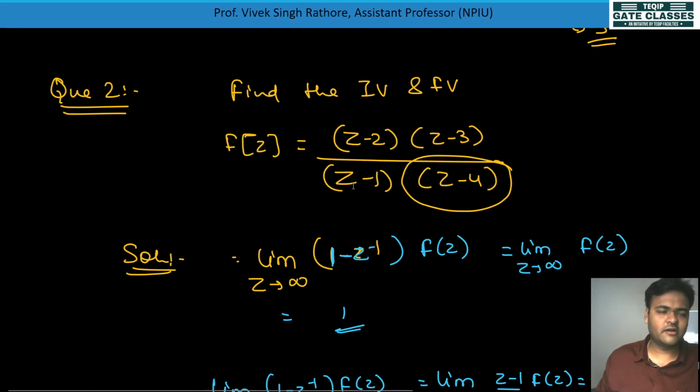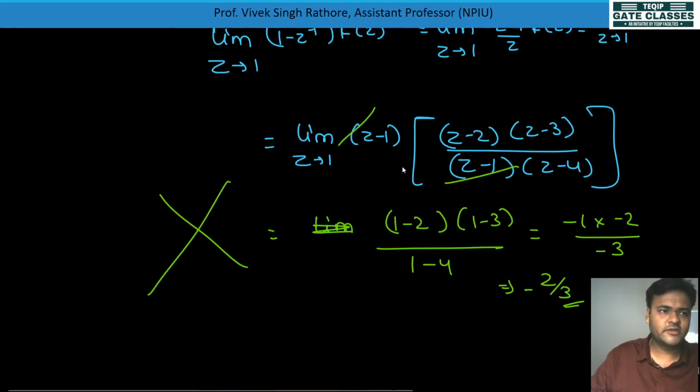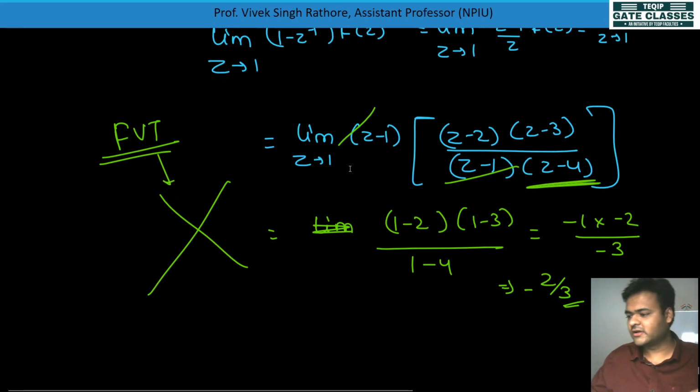Because I already told you that whenever you consider z minus 1 into f of z, even after z minus 1 is cancelled, you are getting one pole at z minus 4, meaning z is equal to 4. It is outside the unit circle. So I told you the condition that the final value theorem cannot be applied when poles are outside the unit circle. So you should remember this condition.